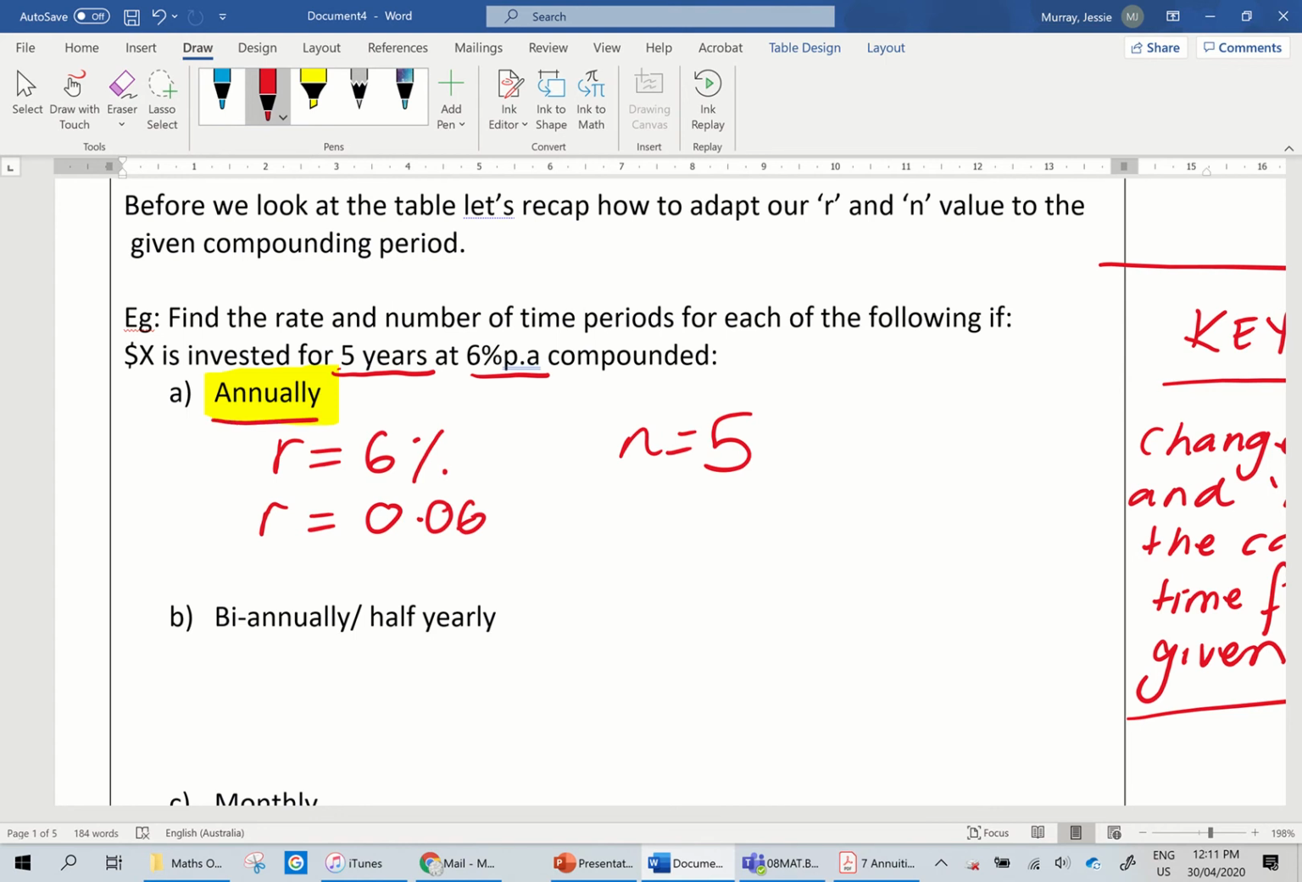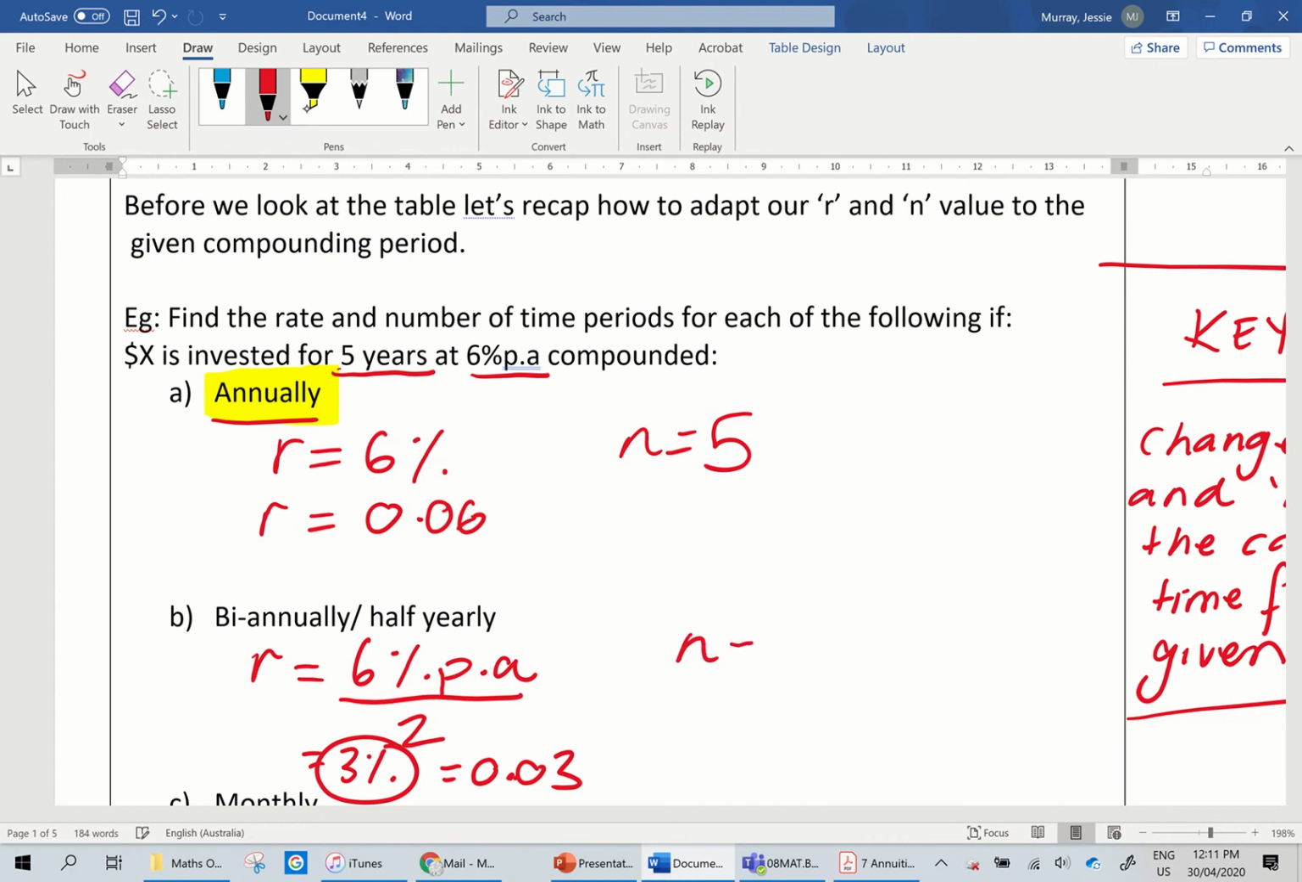So nice and easy. But now what happens is they say, okay, what about biannually or half yearly, or they could say per 6 months. I say, all right, let's look at my rate to start with. My rate is 6% per year. So per half year, I'm just going to divide that by 2. So I'm going to get 3% as my answer, or 0.03. So that's nice and straightforward. 6% per year is going to be 0.03 or 3% per half a year.